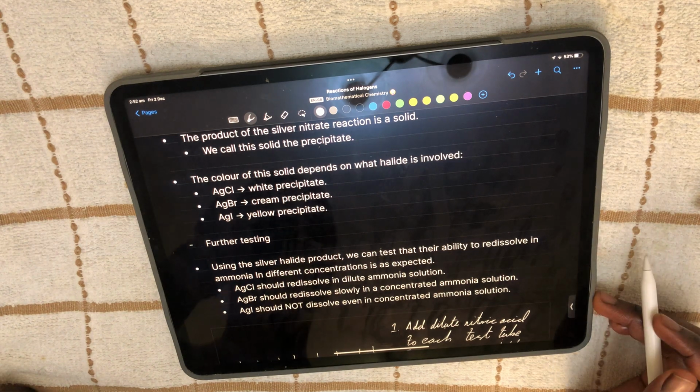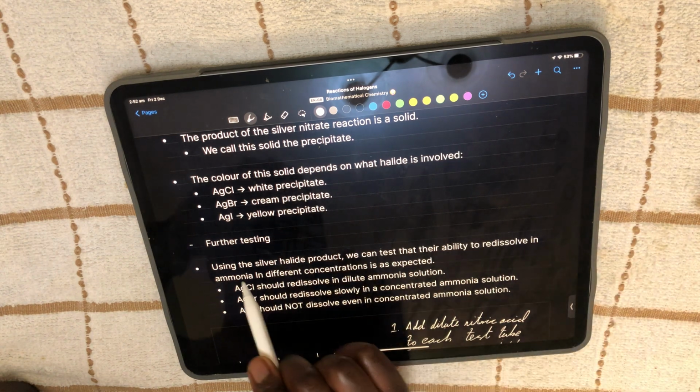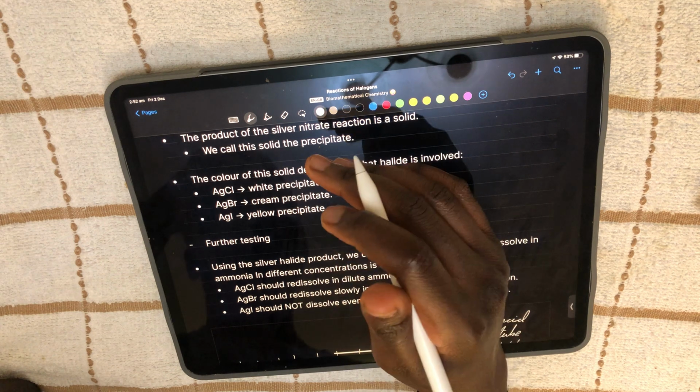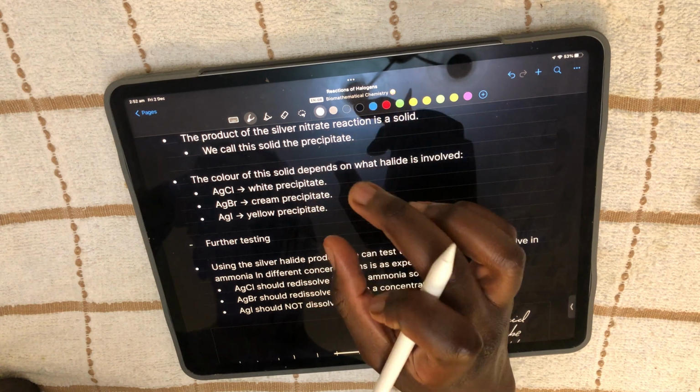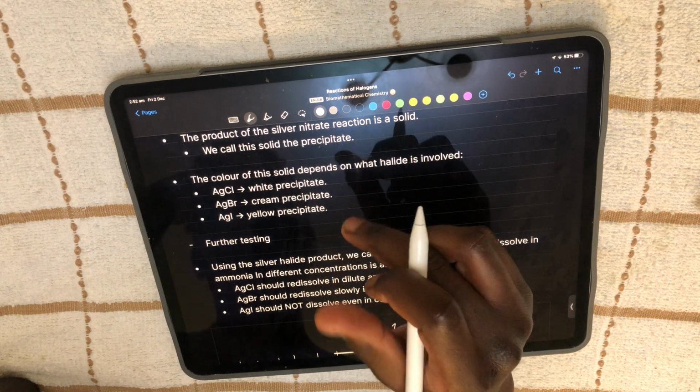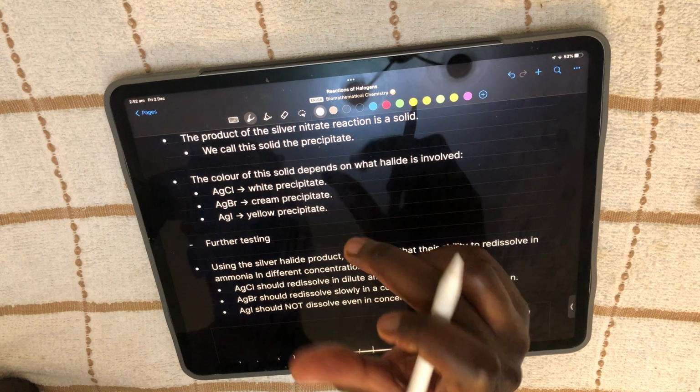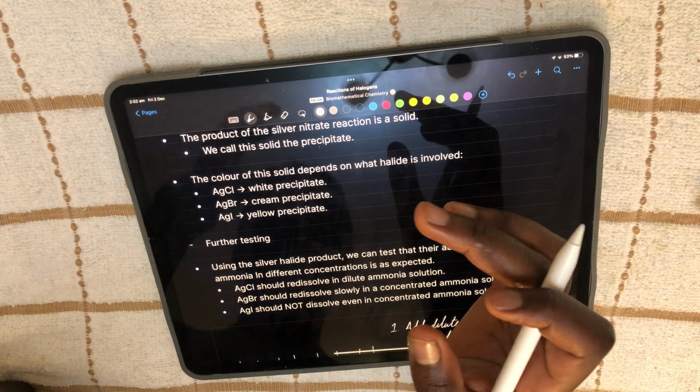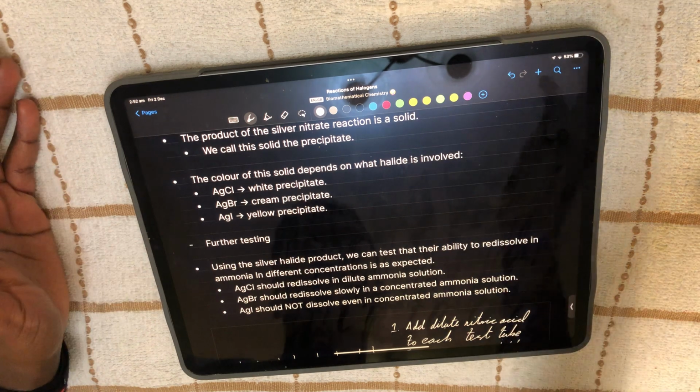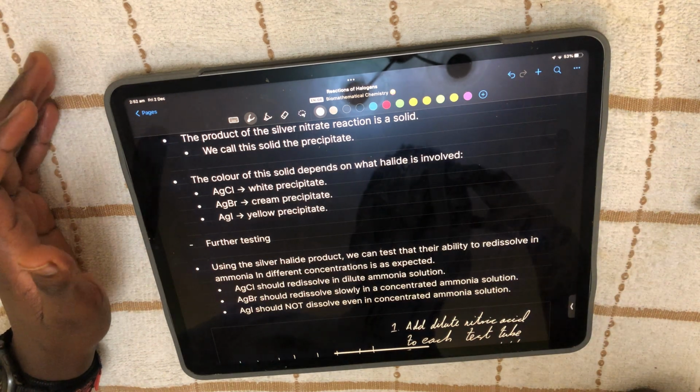But the reason is that we do sometimes do further testing, because it can sometimes be a bit hard to tell the difference between a white precipitate and a cream precipitate, and sometimes the cream and the yellow precipitate. So it's kind of subjective to an extent unless you do colorimetry.